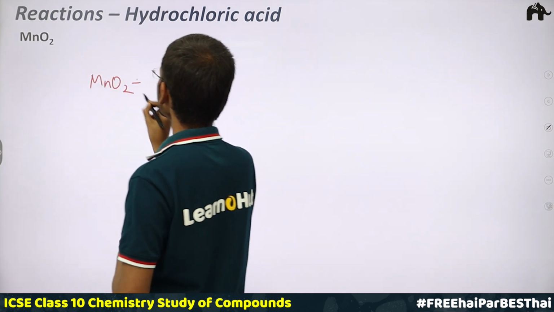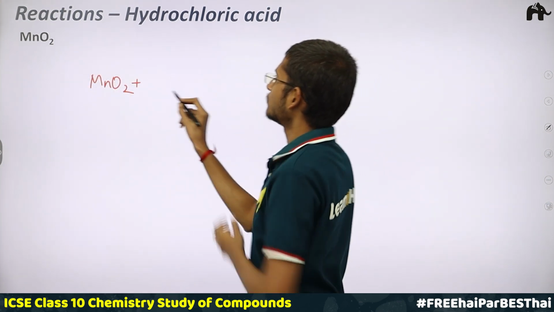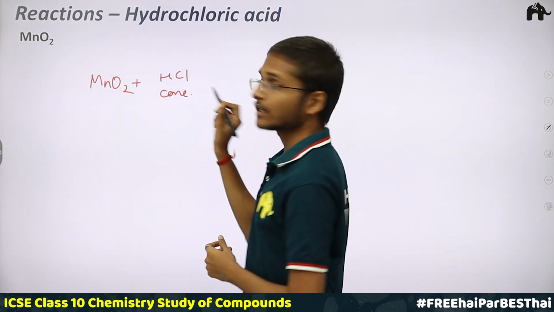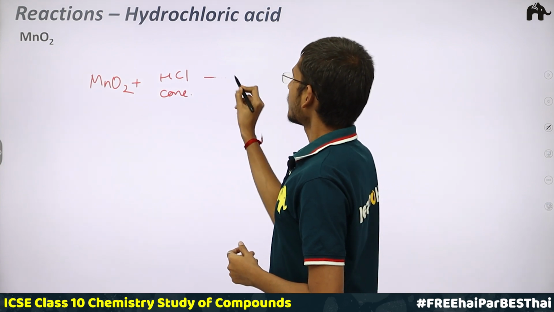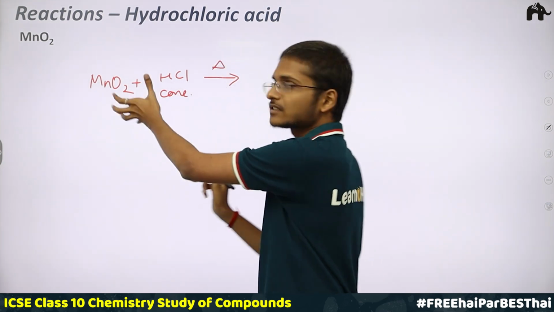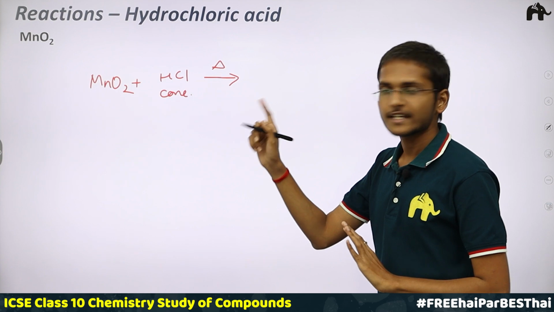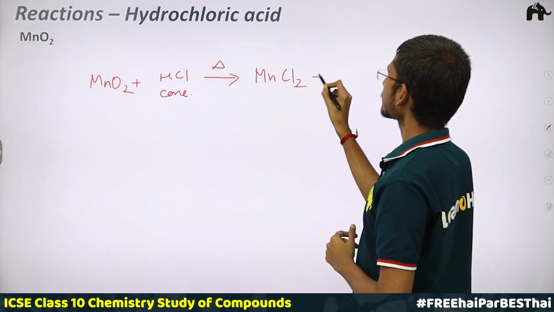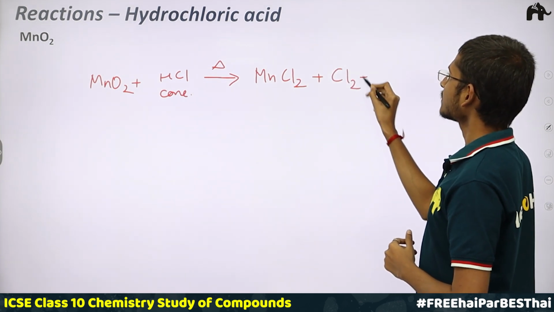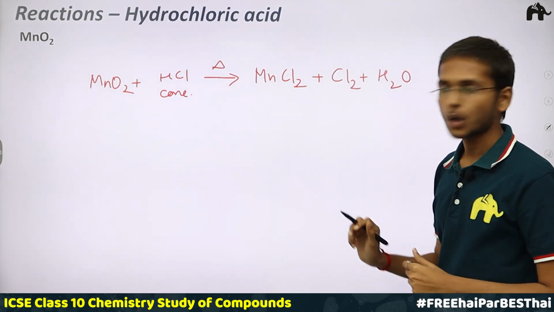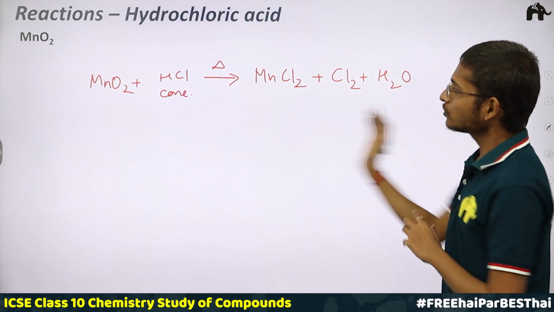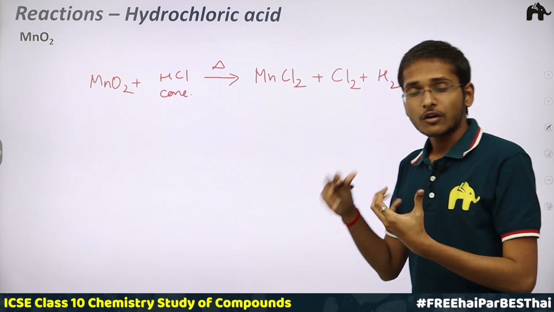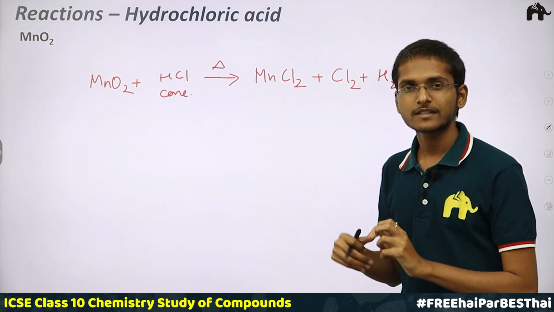And here the reaction takes place of manganese dioxide with concentrated HCl, not dilute, concentrated HCl. When we heat this manganese dioxide and concentrated HCl, what we get is manganese chloride, chlorine gas, and we get water for free. I'm just joking. What is actually happening here is that oxidation and reduction reactions are taking place simultaneously.